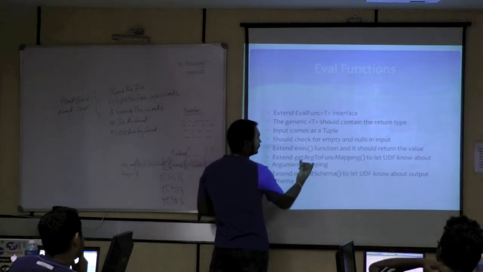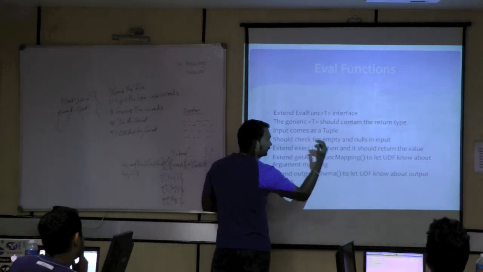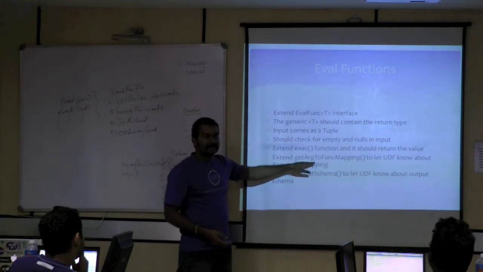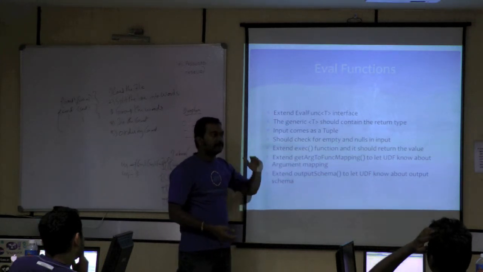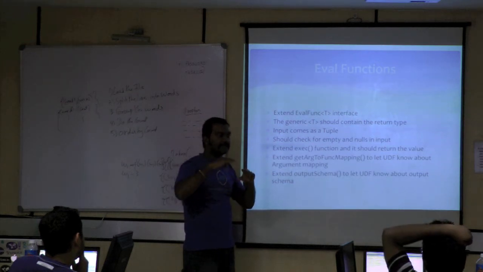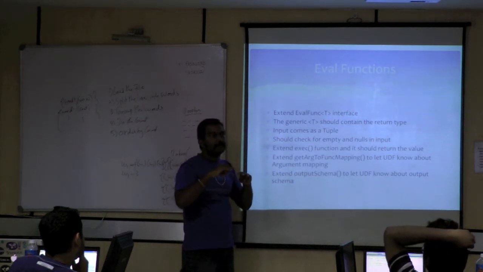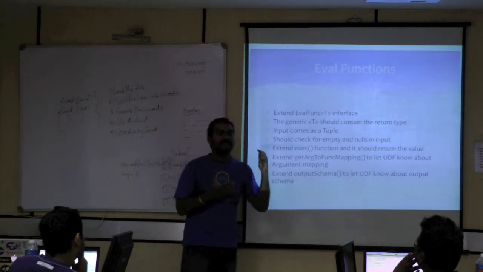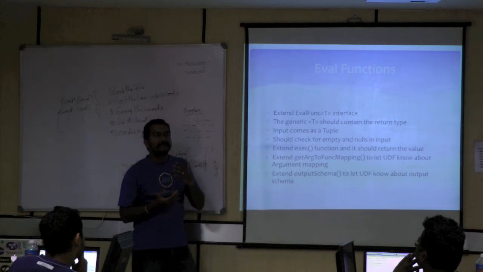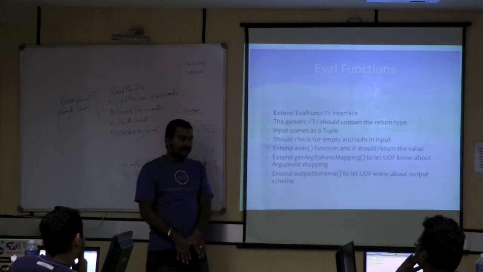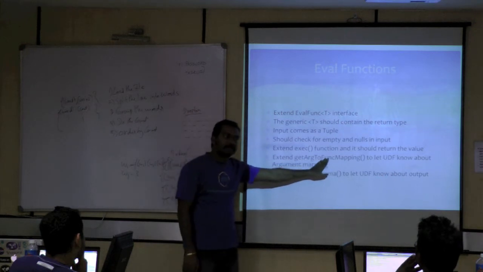There are two functions. One is called getArgToFuncMapping. This is a really funny name. What it is used for is to map the input types to the variables. The input, I said, is always a tuple, right? But the tuple should follow some pattern, like the first is a string, second is an integer, some ordering in that tuple. If you want to maintain that, then you need to extend this function.